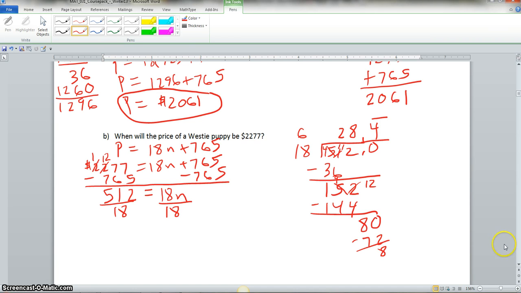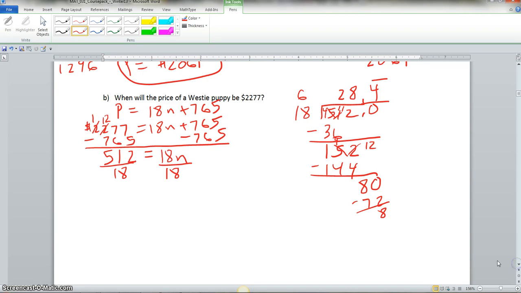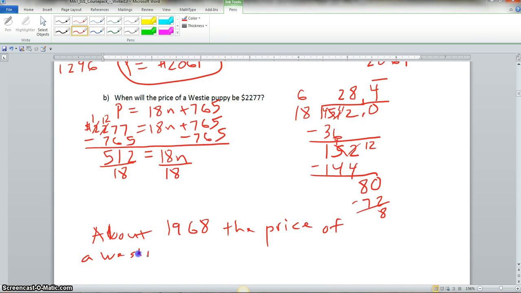So it says, when will the price of a Westie puppy be 2,277? Now it would be about 1968. The price of a Westie puppy will be $2,277. Now remember, it's the year since 1940.